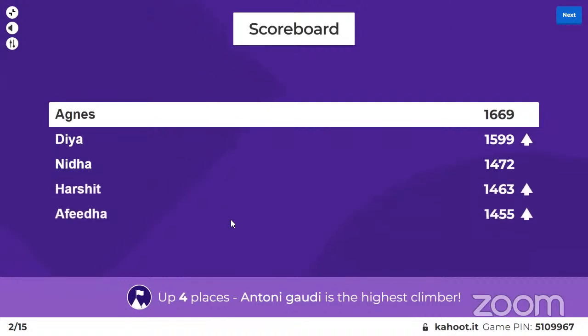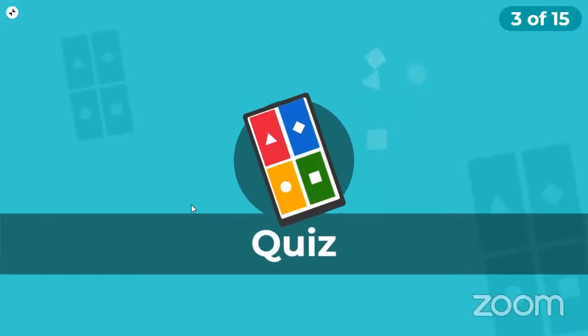So Agnes is on the top with 1669 points, and Divya has climbed up with 1599 points. Third spot goes to Nida. Fourth spot goes to Harshit, and fifth spot goes to Afida. So we have a highest climber here, Anthony Gaudi. Anthony Gaudi has climbed up 4 places in the scoreboard. Okay. All right. So that's all from the scoreboard. Moving on to the third question.